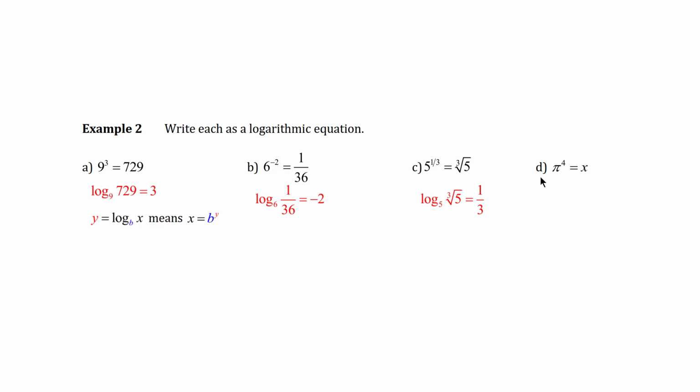For part D, we have pi to the 4th power equals x. We start with the base of the logarithm, which is pi. The value in front of the logarithm is going to be x, and the logarithm is equal to the value of the exponent 4. So we have log base pi of x equals 4.